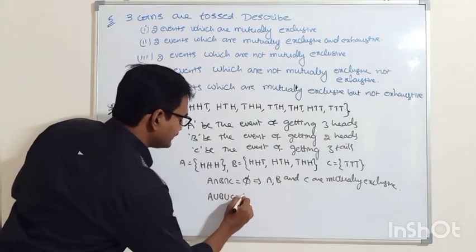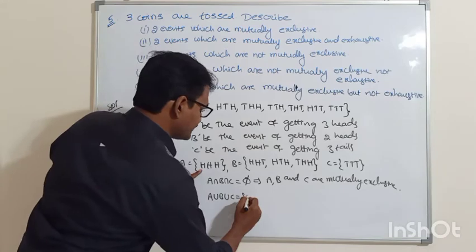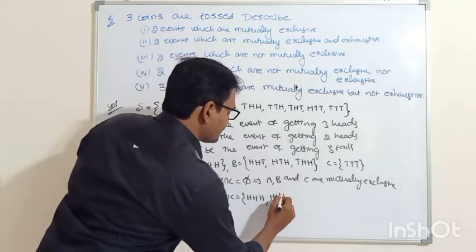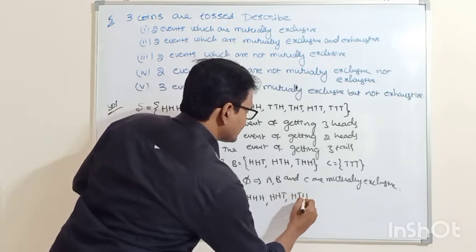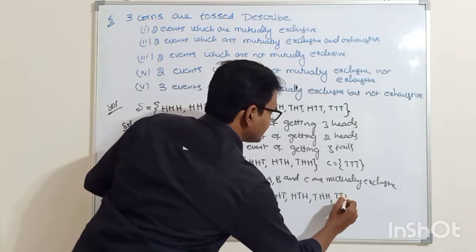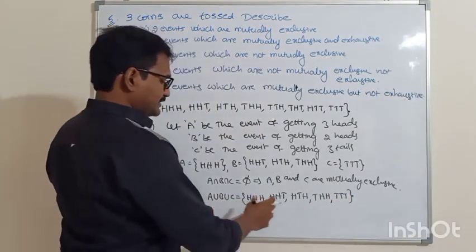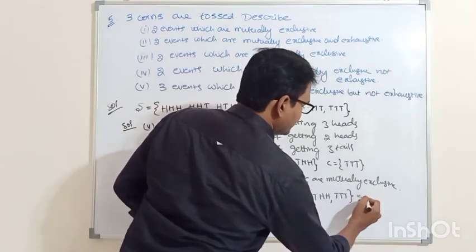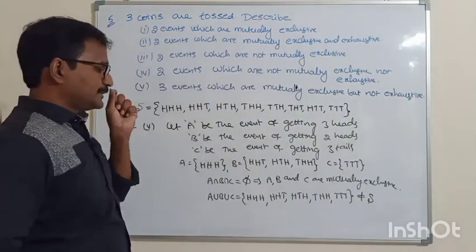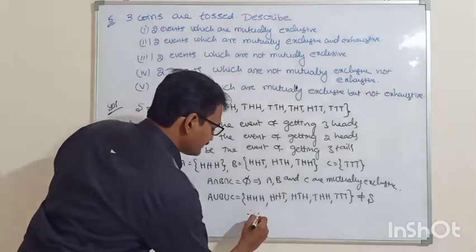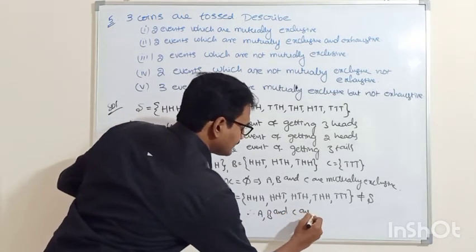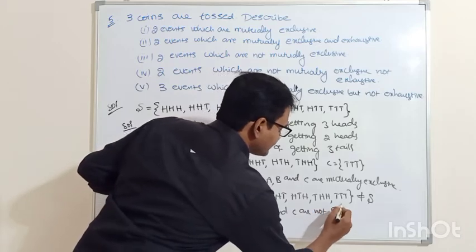Next, A union B union C you take. So what is A union B union C? Triple H, next double HT, next HTH, next THH, next triple T. This is the value of A union B union C. But this is not equal to sample space. Therefore A, B and C are not exhaustive events.